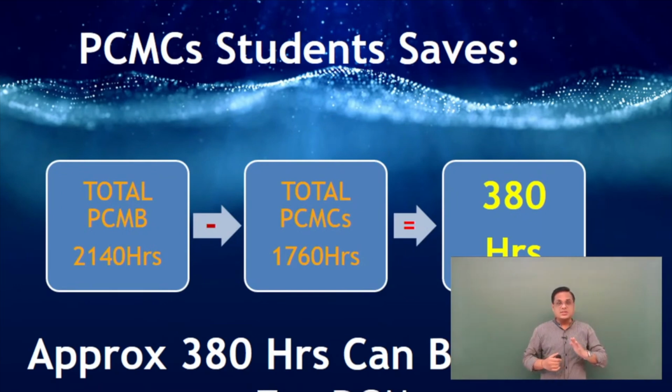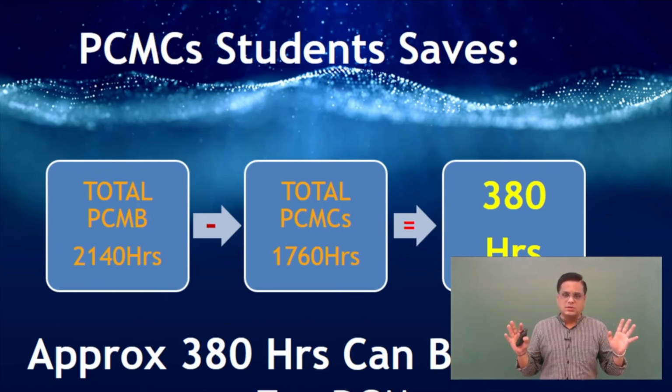To study the PCMCS syllabus, the total number of hours required for you, including physics, chemistry, maths, biology, to learn PCMB, you need around 2140 hours. 2140 hours is required for you to completely learn all the syllabus including boards and competitive examination, around 2150 hours.